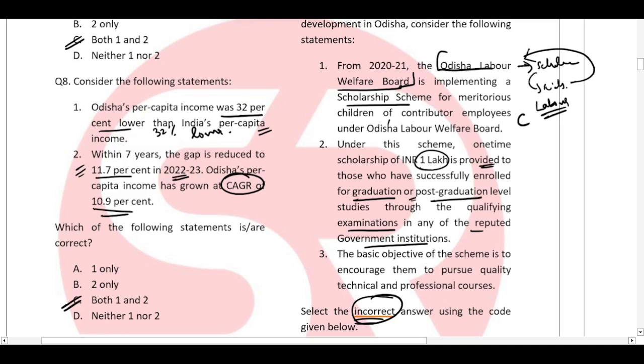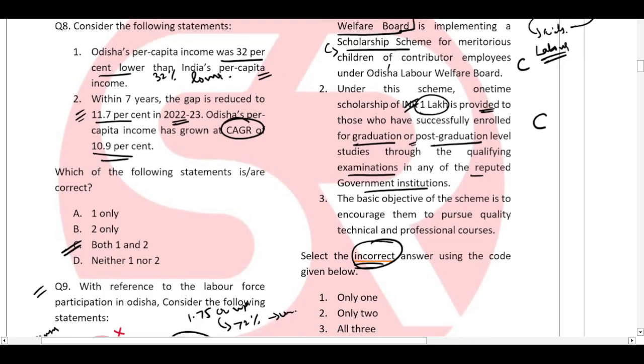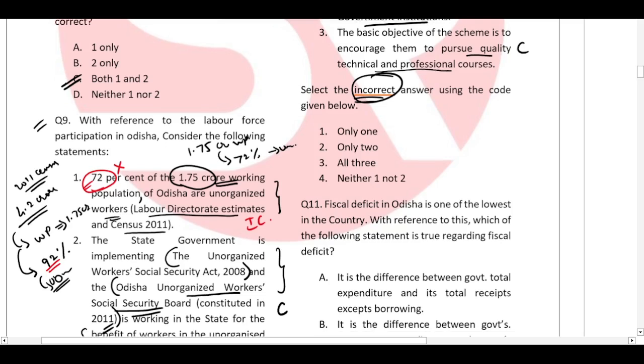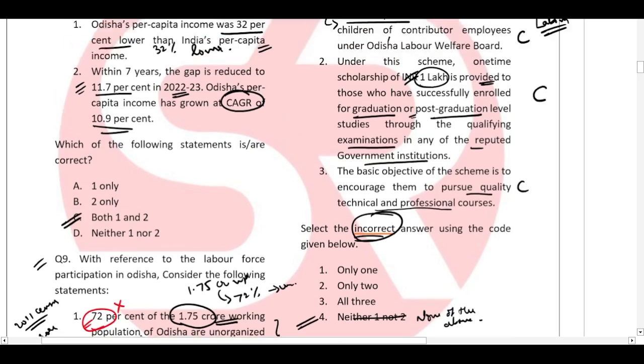So this is correct. The Odisha Labour Welfare Board indeed started a scholarship scheme for the kids of the labor who are contributing to the Labour Welfare Board, and they're going to provide 1 lakh. So this is also correct, where the kids will get the 1 lakh scholarship for enrolling into the graduation and the post-graduation level. And the objective of the scheme is to encourage them to pursue quality, technical and professional courses. So this is also correct. So which of the following is incorrect? None of the above is incorrect. So option number 4. It should not be neither or nor, it should be none of the above. None of the above is incorrect because all the statements are correct.